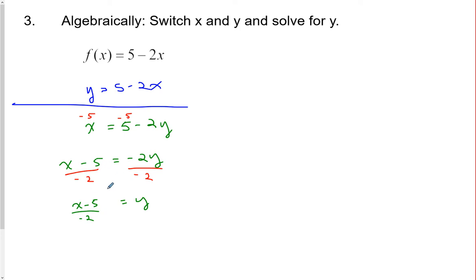Okay, so that's my inverse function, and now I'm going to write it like that. I'm going to say f to the negative 1 of x equals x minus 5 over negative 2. So this is my inverse function. I flipped my x's and my y's and I solved for y. This is my inverse of that function I gave you originally. Let's actually try graphing these on Desmos and see what they look like. So 5 minus 2x is our first one.